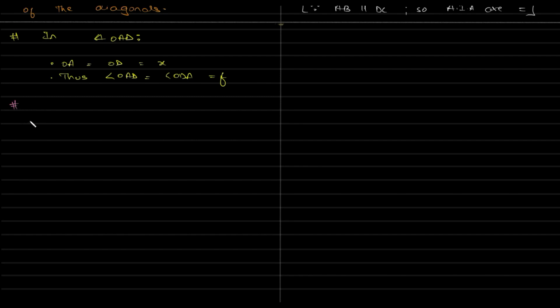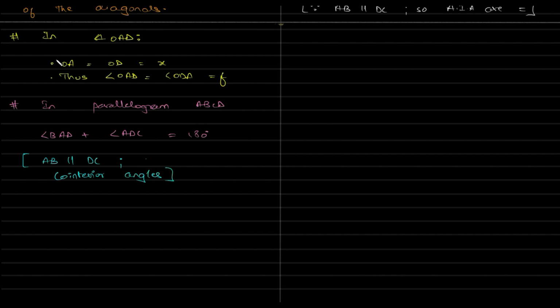So then we have, right, in parallelogram ABCD, angle BAD plus angle ADC is equal to 180 degrees. Reason, AB is parallel to DC, right? And these two angles are co-interior angles. Okay, so these words are enough.